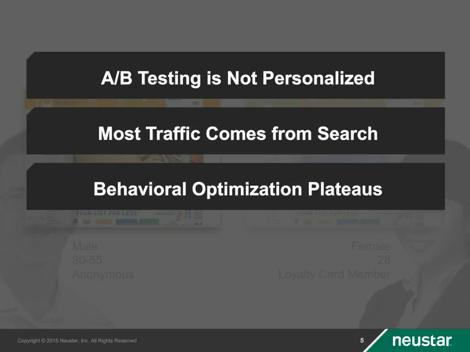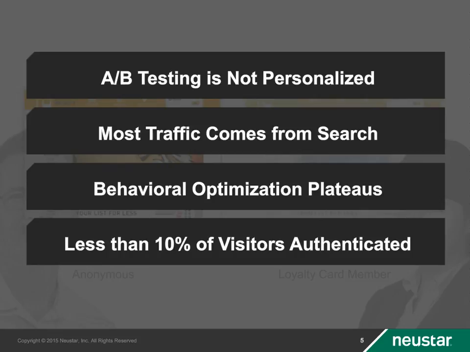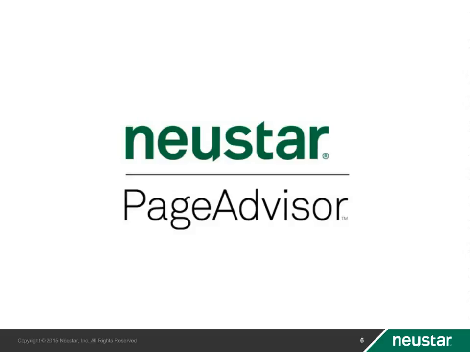The missing link is identity. When a visitor authenticates on your website, all of the rich data you have on that customer can be used on the site. But the reality is that on most sites, less than 10% of users authenticate. How do I treat the rest? Our solution, PageAdvisor, helps determine how to treat the unauthenticated and anonymous visitor by leveraging NEUSTAR'S proprietary identity infrastructure to bring identity to your website in a privacy-compliant manner.